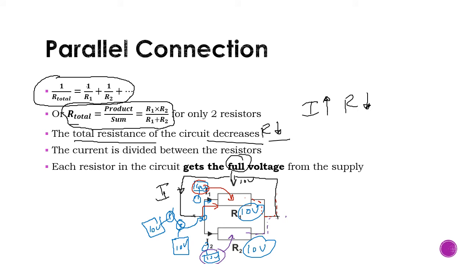Now let's try an example and calculate. In our example we'll use the same numbers. The battery is 10 volts, this resistor is 10 ohms, and this resistor is 10 ohms. Maybe I should just clean everything up, one second.